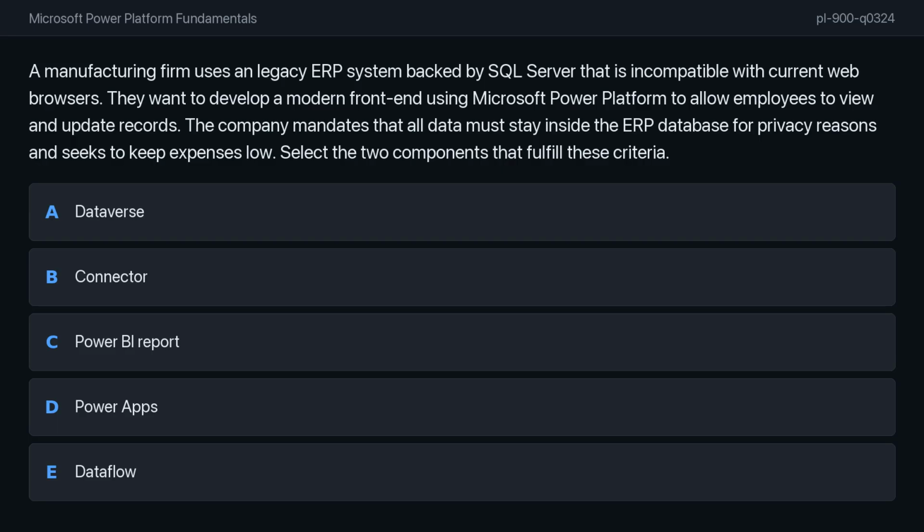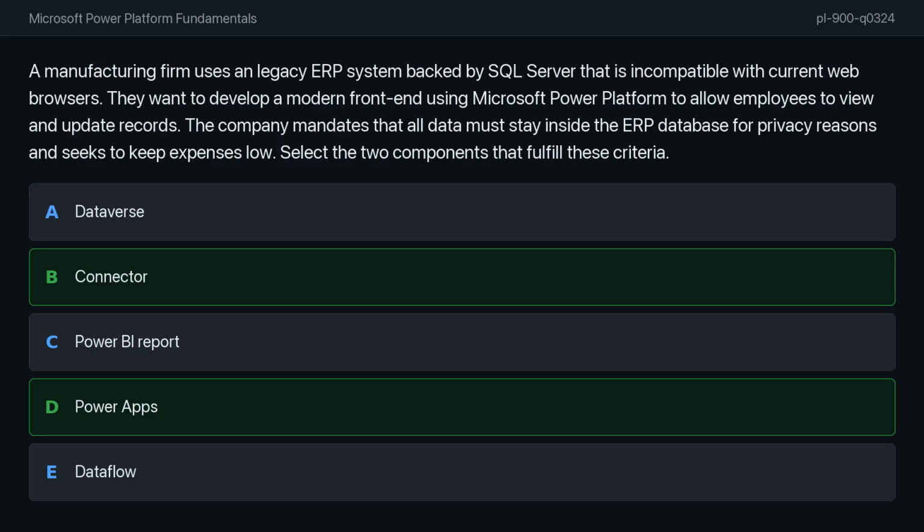This question explores the challenge of building modern user interfaces on top of existing on-premises legacy systems. The key requirements are to enable both viewing and updating of data while strictly adhering to data residency policies that prohibit moving the data from its original SQL Server source. Additionally, the solution must be cost-effective. You need to consider how different components within the Power Platform ecosystem handle data connectivity versus data storage or data visualization.